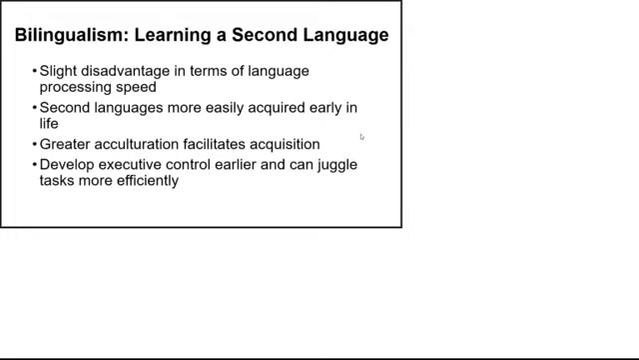Okay, and then the greater acculturation facilitates acquisition. This just means that the more you're exposed to that second language, the easier it is to learn it. So if you do a single French class over the course of a year, that's not as beneficial as French immersion, if you're exposed to that language all the time. So we see faster rates of acquisition with more exposure.